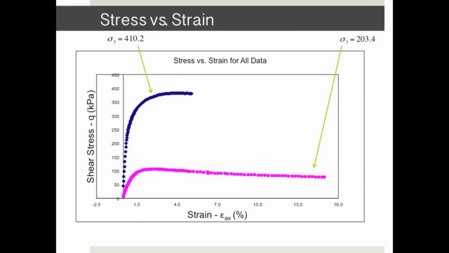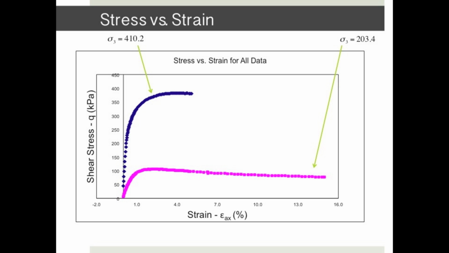A plot of shear stress as a function of axial strain is shown. The higher the confining stress, the higher shear capability the sample has. The 410.2 kPa confining stress displayed an ultimate shear capacity of 375 kPa, and the 203.4 kPa confining stress displayed an ultimate shear capacity of 100 kPa. Each of the two plots displays a linear portion, peak at failure, and residual straight line portion post-failure, which is similar to the results of the unconfined compression test.